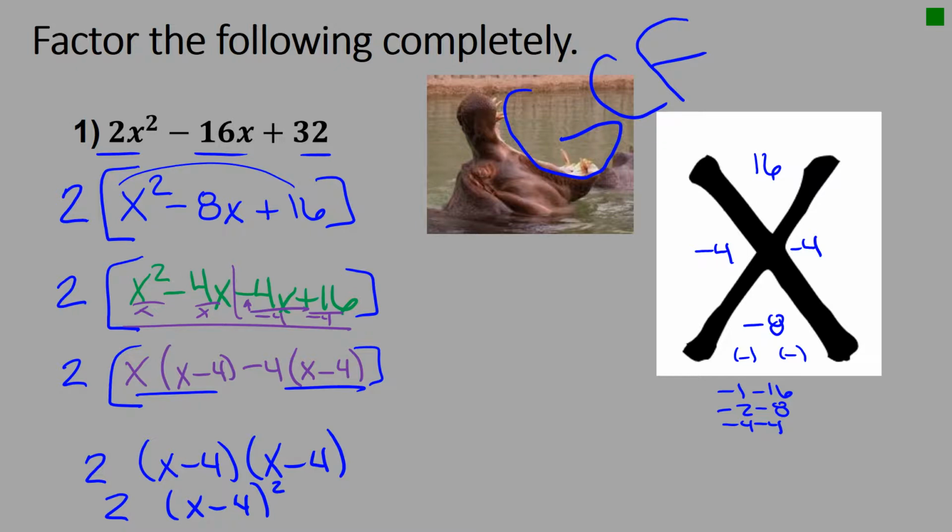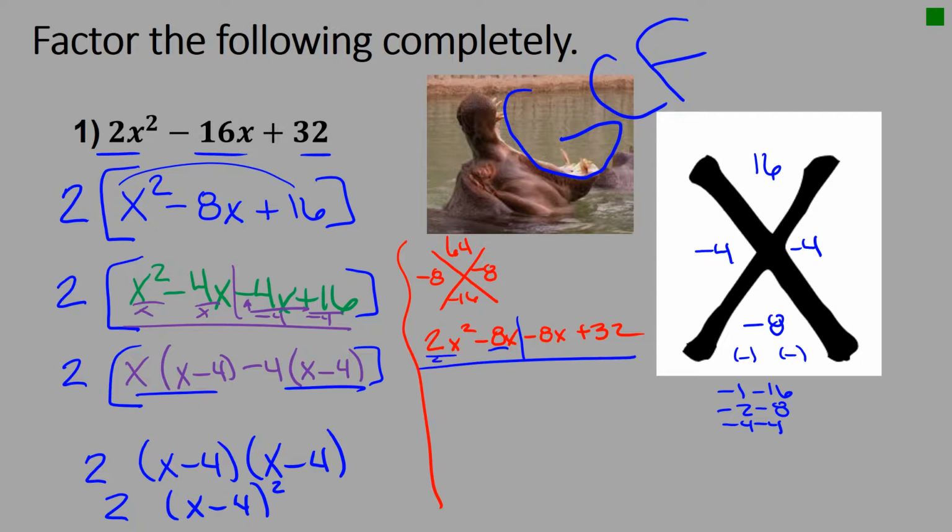Now, I am not going to do this every slide, but now I'm going to do it a different way. What if you didn't see the GCF? Your big X would be 64, negative 16, and just for the sake of time, I'm going to tell you it's negative 8 and negative 8. So you would have had 2x squared minus 8x plus 32.